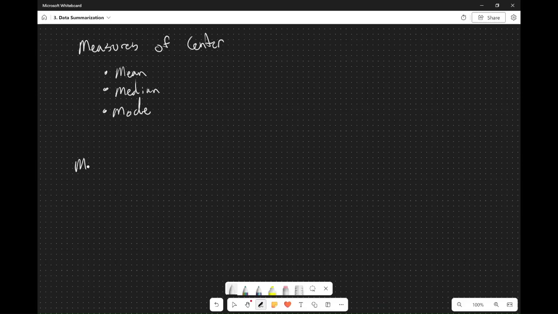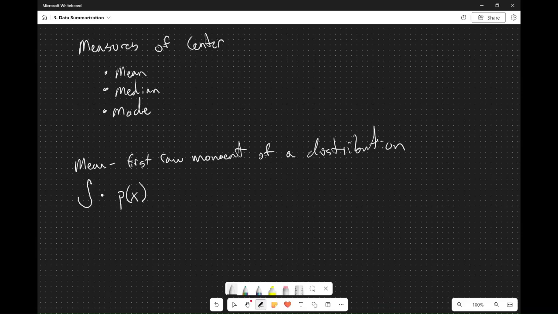The mean is sometimes referred to as the first raw moment of a distribution. What that looks like is I have some probability distribution P of X. I'm going to sum that entire probability distribution by multiplying it by its support, which is X, and I'm going to do that with respect to X. If I do this for the entire domain space, this is going to give me what's known as the first raw moment, or the mean of the distribution.